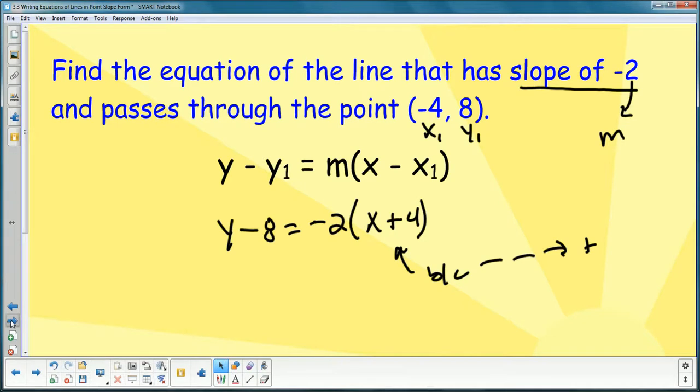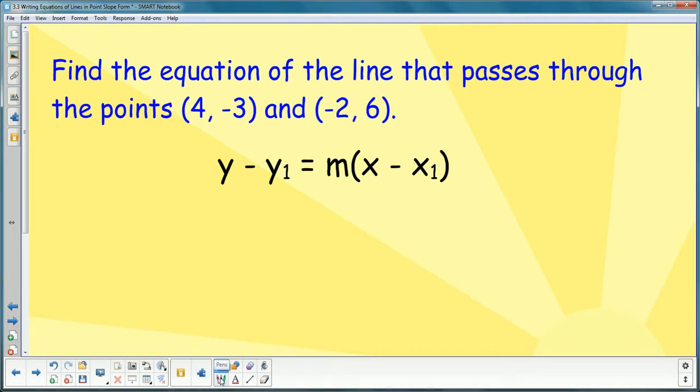Okay, moving on from that, then we can make it a little more difficult. Now here you see there is no m value. Okay, there's no m value here. You're just given 2 points. So what we need to do in this case, since we can't just plug things in yet, we have to find our m first.